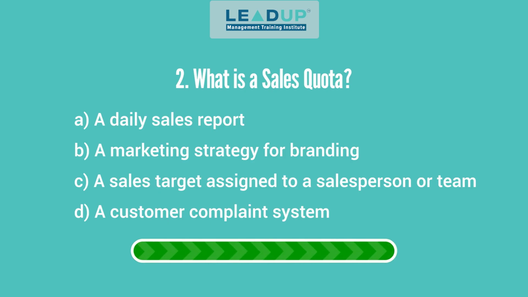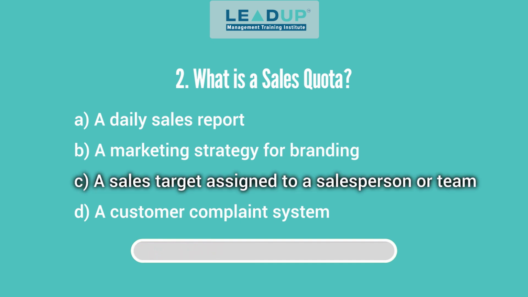Question 2. What is a sales quota? A. A daily sales report. B. A marketing strategy for branding. C. A sales target assigned to a salesperson or team. And D. A customer complaint system. Answer: a sales target assigned to a salesperson or team.